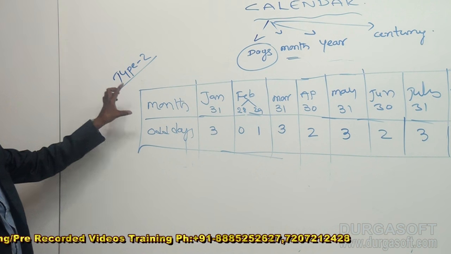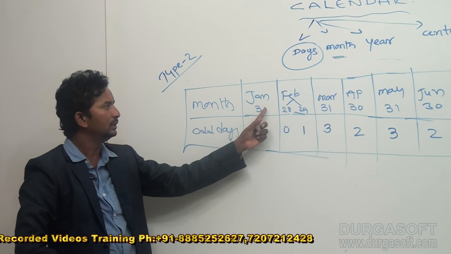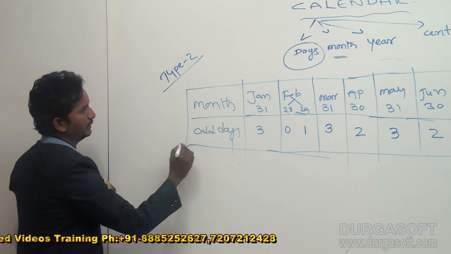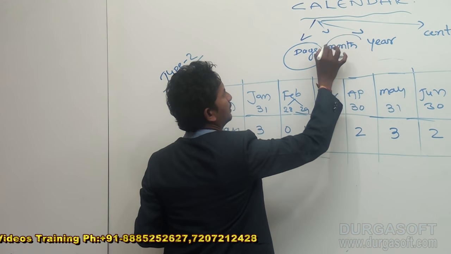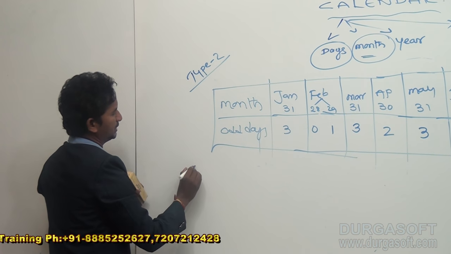This is how to find out in type 2 problems. January contains like this, and so on. The month table is over. So next is the century table. See the century table.